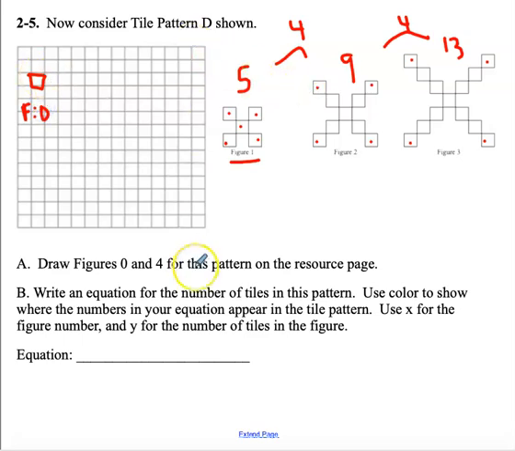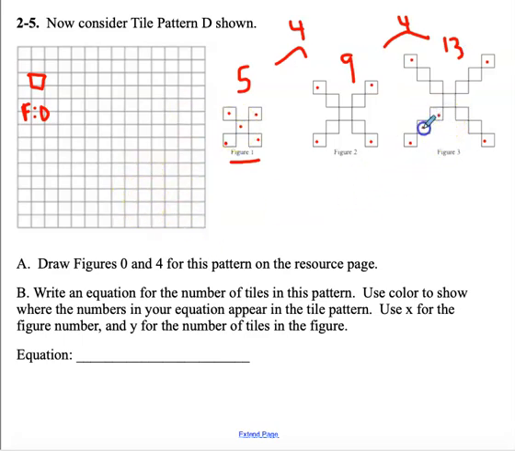And if I go to figure 4, well, this is 1, this is 2, this is 3. So if we go 9 plus 4 is 13. What's 13 plus 4? And you can use your fingers. 13, 14, 15, 16. So it's got 17. So I'm going to have to make sure.